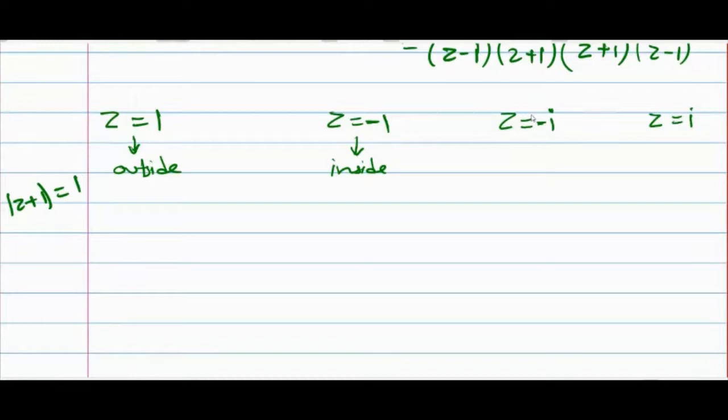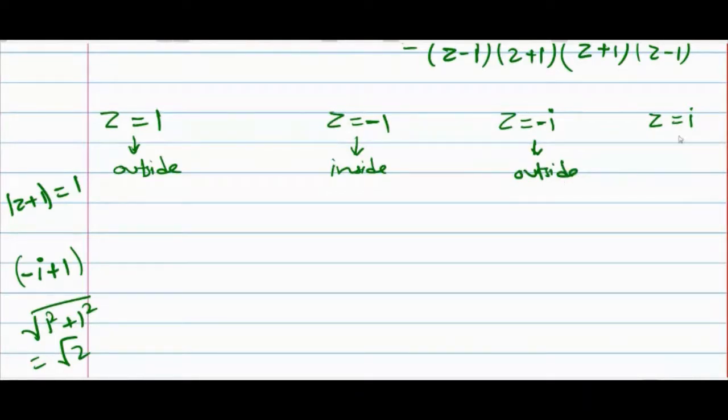Now see here, for those who have not understood how to check whether it is inside or outside: in place of z, put minus i. So this becomes minus i plus 1, right? And the magnitude of this complex number, which is a minus ib, is the square root of a square plus b square. That means root 2, and root 2 is 1.41. It is greater than the radius. So this is outside.